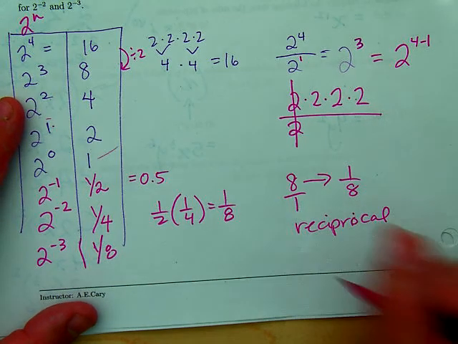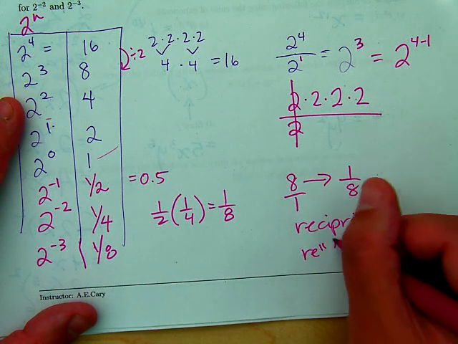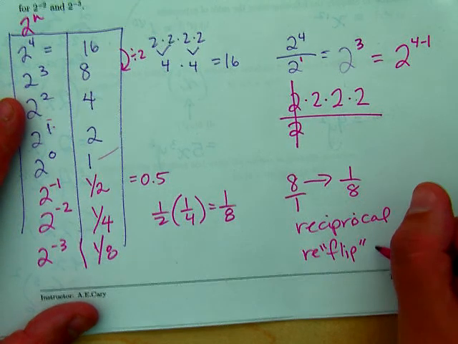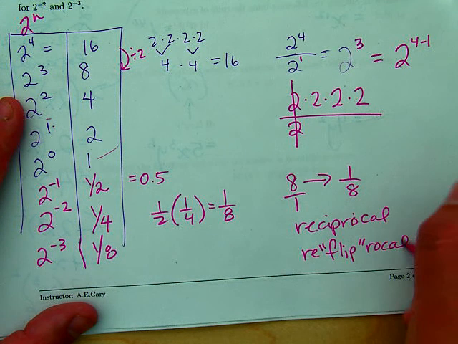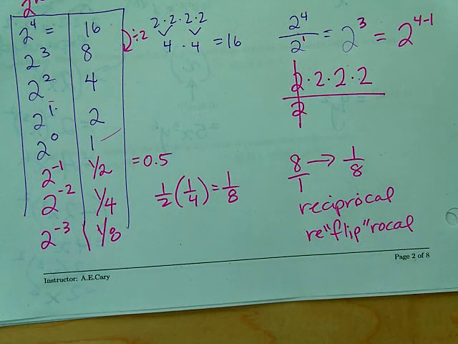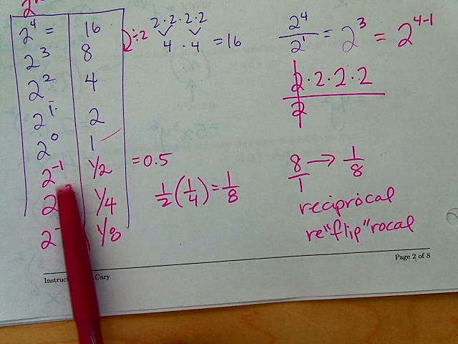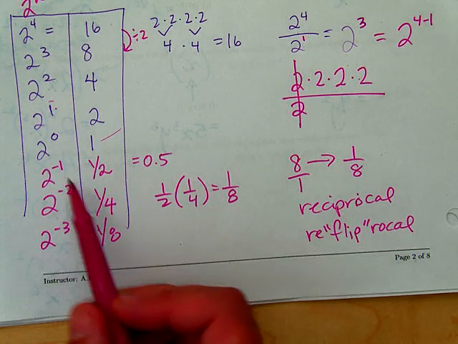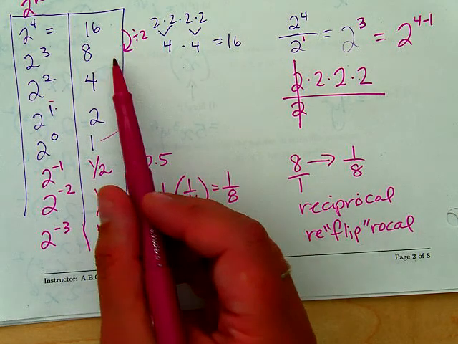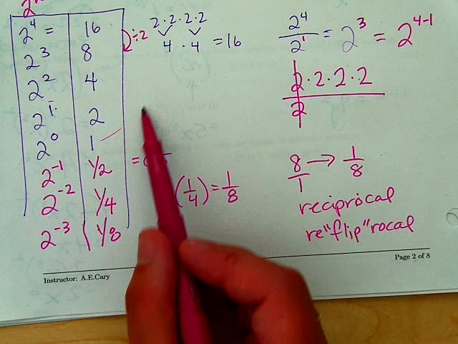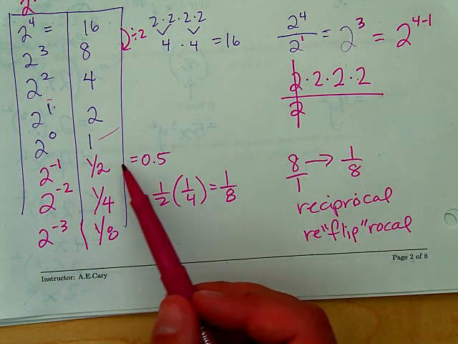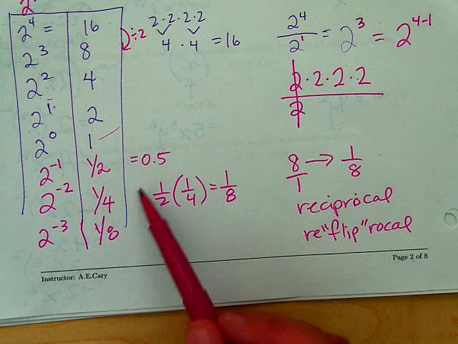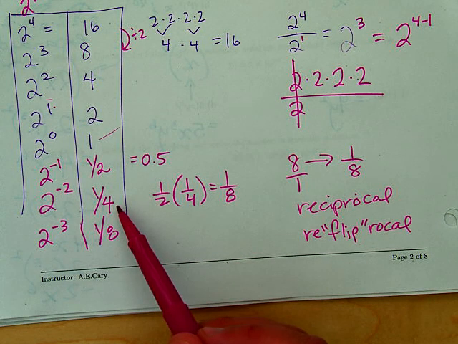Reciprocal. Okay. For fun, one of my students told me they remember it by saying "reflippercle." That's just a funnier way of trying to remember the reciprocal. So the negative exponent is telling us to just flip the number. It doesn't have anything to do with the sign of the number, just because the exponent is negative. The pattern is we're dividing by 2 as we lose an exponent.